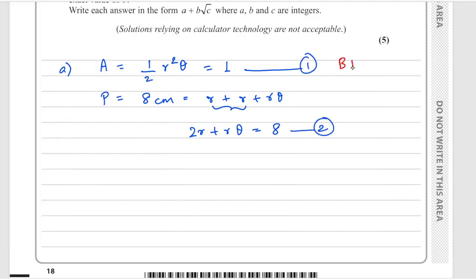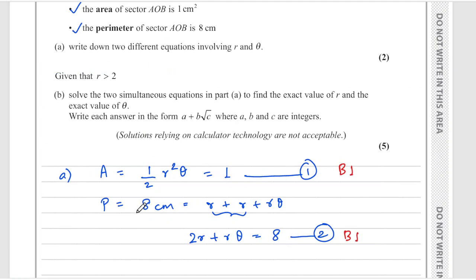So the mark scheme is equally distributed for the two equations, 1 mark for each of the two equations. Okay, now the second part of the question is asking to solve the two equations to find the exact value. Here they mentioned the exact value, so it should be in roots or fractions, etc. Exact value of r and the exact value of theta, and especially in the form a plus b root c. So solutions relying on calculator technology are not acceptable. You can use a calculator, but you need to show the working.